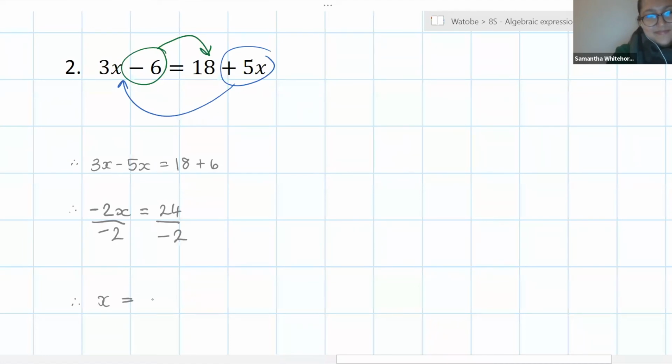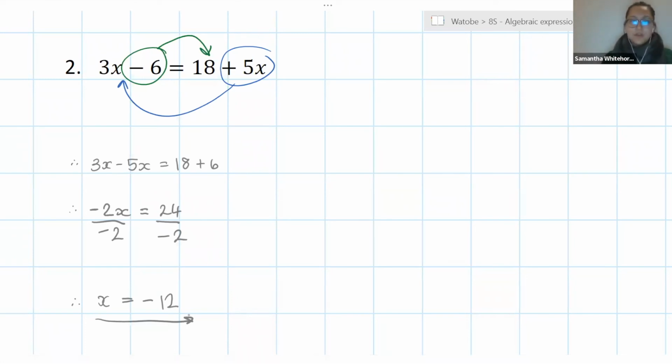You got this, Lilita, you got it. So what's x equals? The answer is equal to negative 12. Awesome, well done. Well done, Lilita. Yeah, so awesome, proud. Well done on catching that mistake and correcting it.